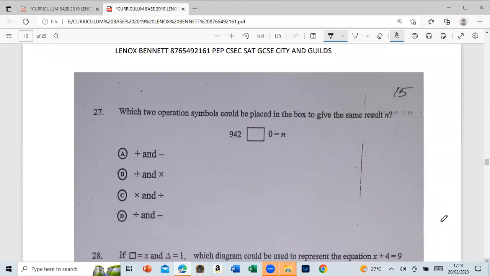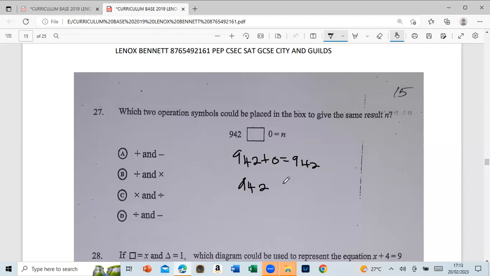27 now. Which two operation symbols could be placed in the box to give the same result n? Oh, so what you mean? So we have 942 plus that is equal to 942. It could equal 942, and if we do the same, yeah, it's definitely that.